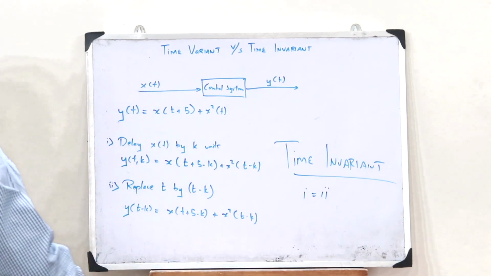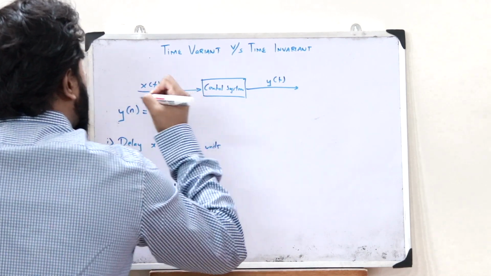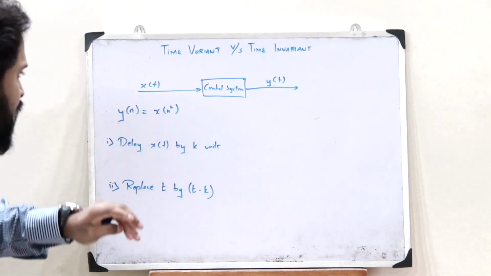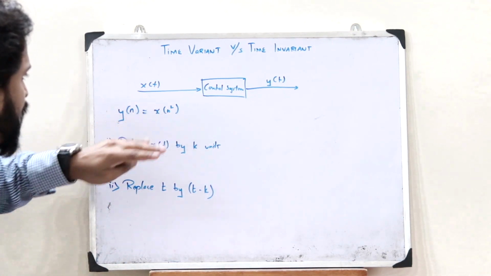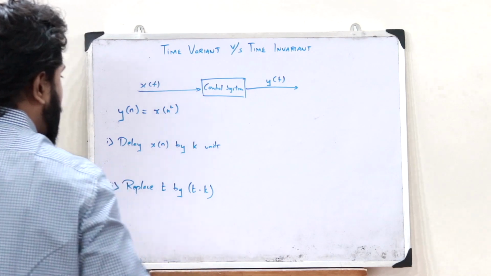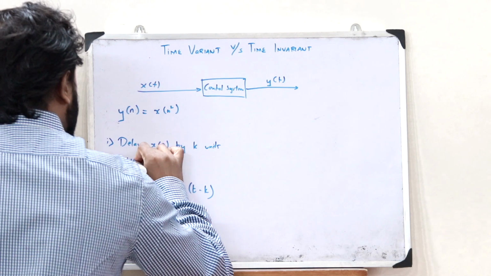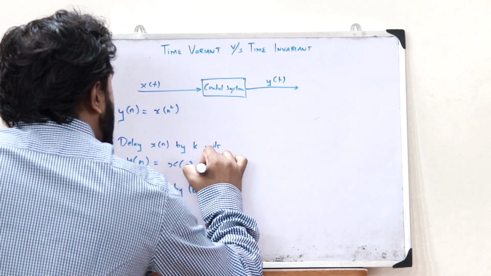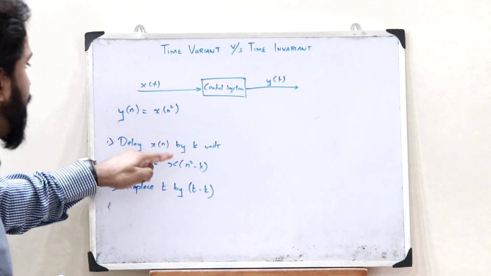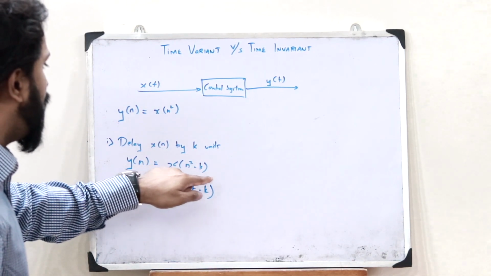Next, let us see a bit more complex question. Say y of n is equal to x of n squared. That is, we are taking discrete. Before, we took continuous, that is, we took time. Now let us take a discrete system. So y of n is equal to x of n squared. First we have to delay x of n by k units. Delaying x of n by k units, we would get y of n is equal to x of n squared minus k.